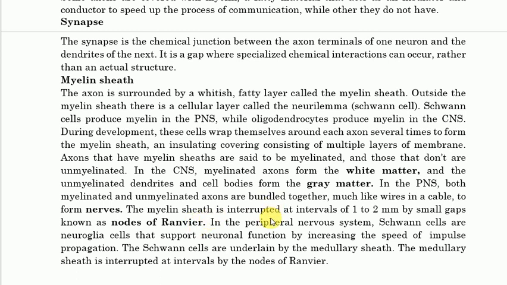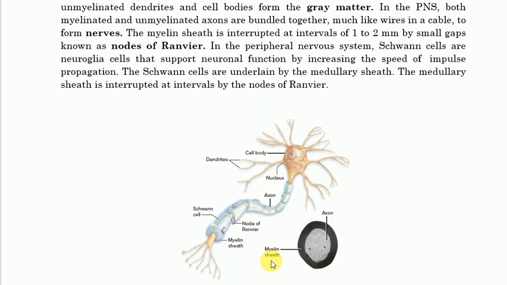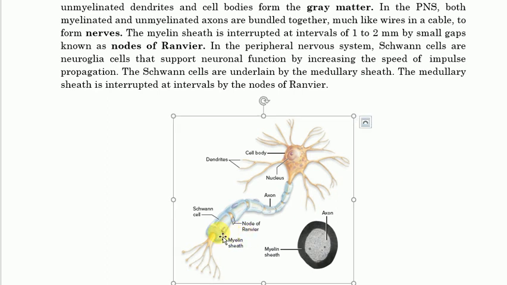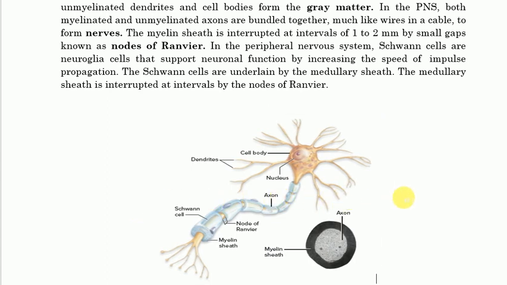So in the peripheral nervous system, G1 cell and neuroglia cell that support neural function by increasing the speed of impulse propagation. The G1 cell are underlain by the medullary sheath. Medullary sheath is interrupted at interval by nodes of Langerhans. Kwa tutaenda kuona kwa mbele jinsi gani ambavyo hizo seli zinafanya kazi hapo. Kwa unavyoweza kuona, this is the structure of the axon.